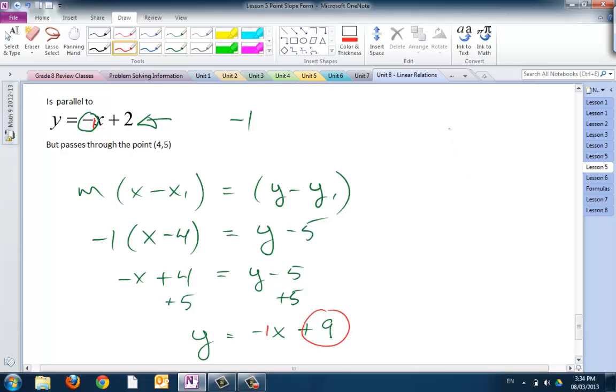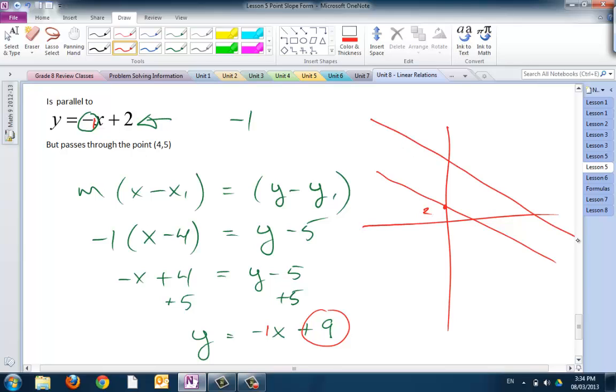And that makes sense because if I've got a line that has a slope of negative 1 that passes through a point here at 2, and then I needed the equation of this new line, well, it's going to have the same slope, and now it just passes through at 9.